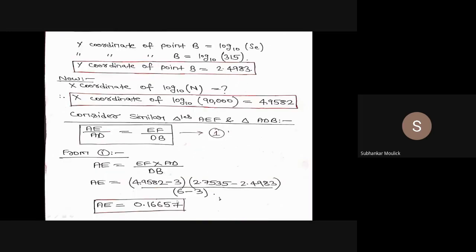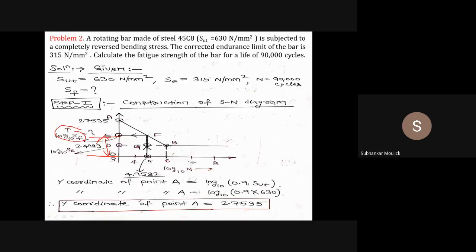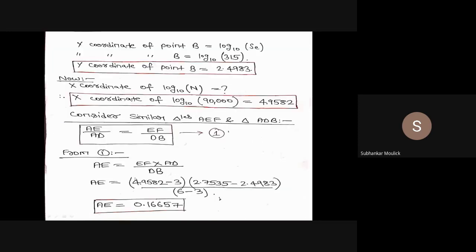be 386.30 Newton per millimeter square at 90,000 cycles. At 90,000 cycles, this is that fatigue strength that the bar will sustain before fatigue failure. Is it clear to all of you? Any doubt in the problem?